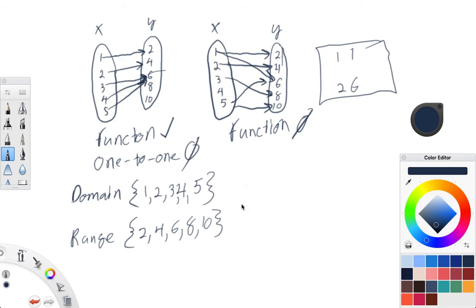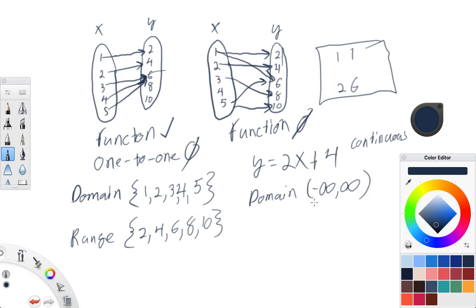If we were to have a continuous function, so let's just say we have y equals 2x plus 4. This is a linear function, and this is continuous, so I can plug anything I want into my x, and I can get out an output for y. So my domain is going to be negative infinity to infinity. And the way we write this is a rounded bracket or a parenthesis means that our number is greater than negative infinity and our number is less than infinity on this side.